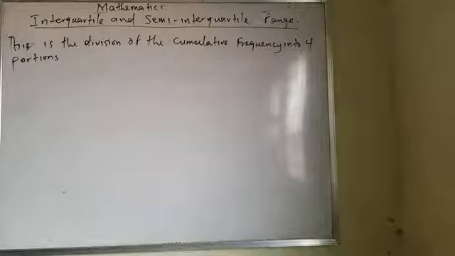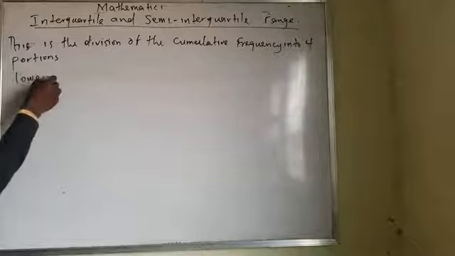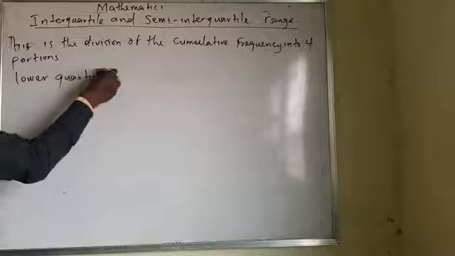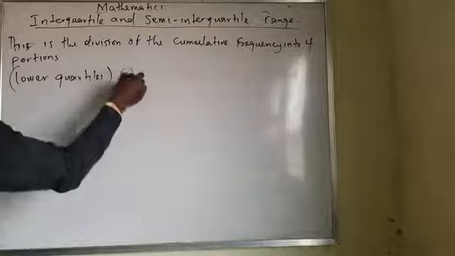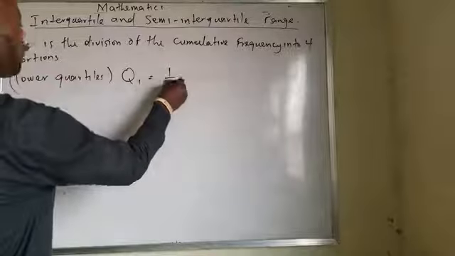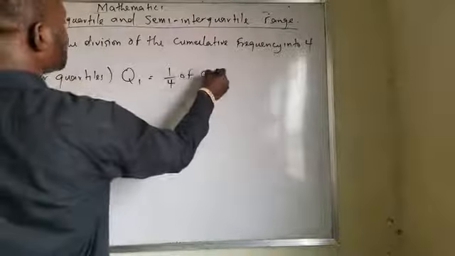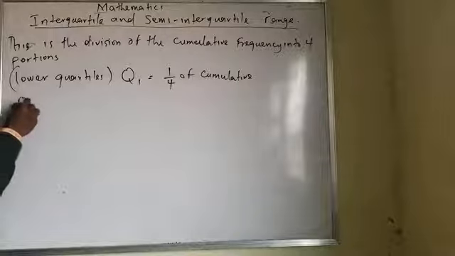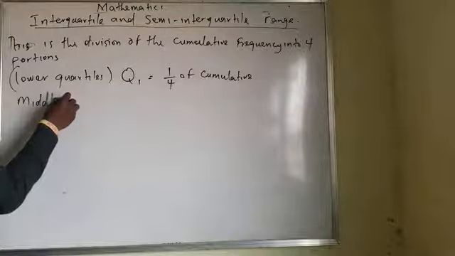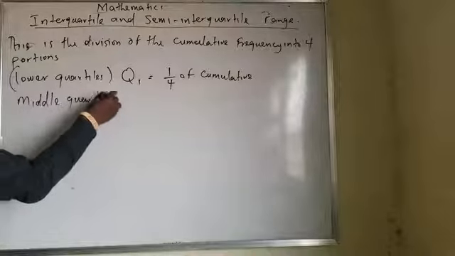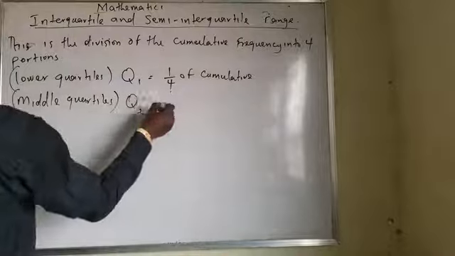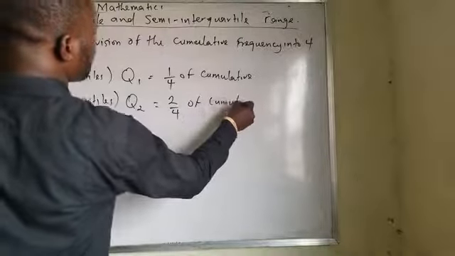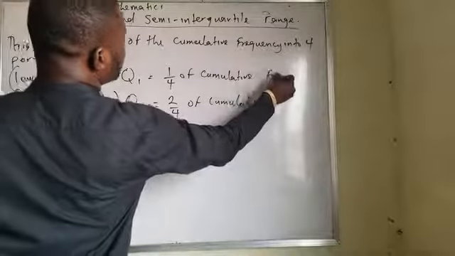Now, we have what is called the lower quarter, which some textbooks put as Q1, which will be equal to 1/4 of cumulative frequency. Second, we have what is called the middle quarter, which is going to be Q2, equal to 2/4 of cumulative frequency. Don't forget that we are talking about frequency.